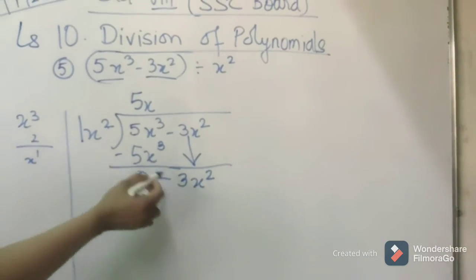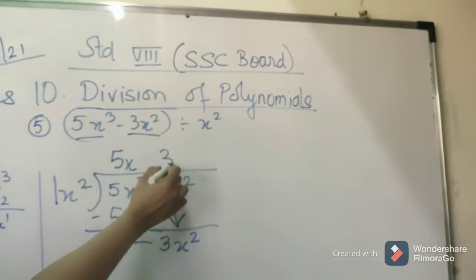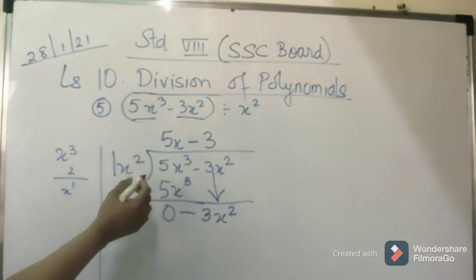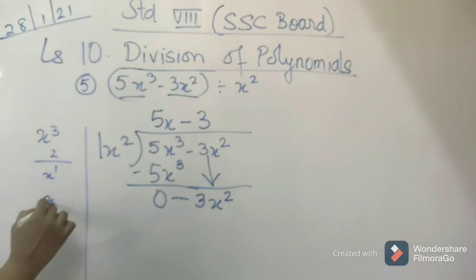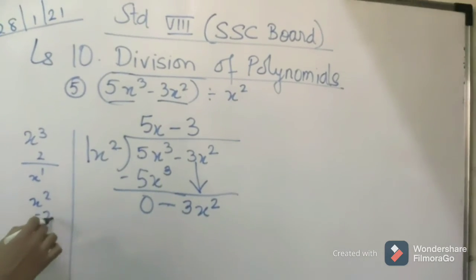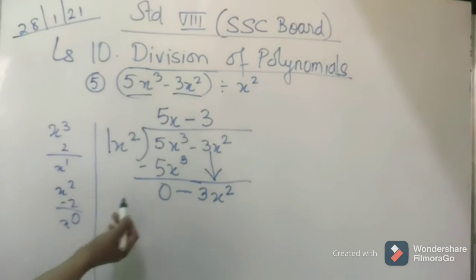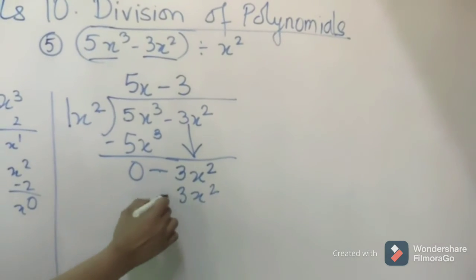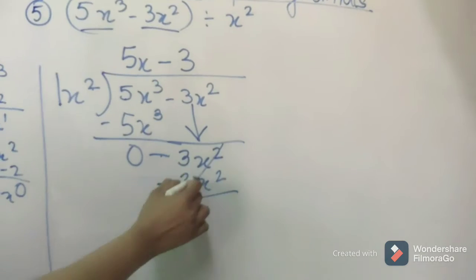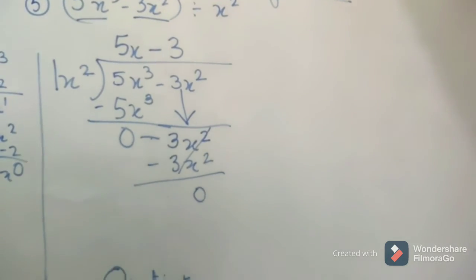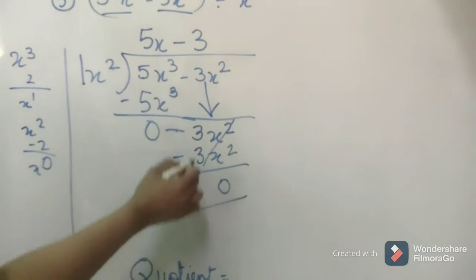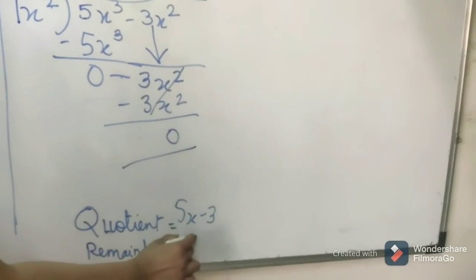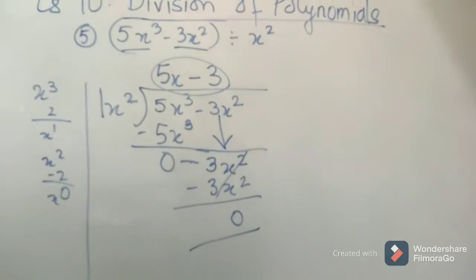Again in 1's table, 3 will go 3 times, so I'll write 3, and because the minus sign is there, I'm going to put a minus sign. And already I have x square minus 2, so that will give me 0, so no need to write x here. I can directly write 3x square. All these terms get cancelled and we get a 0. So again here the quotient is 5x minus 3 and the remainder is 0.